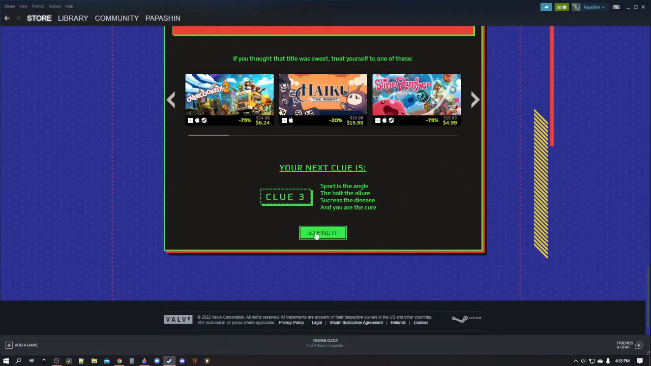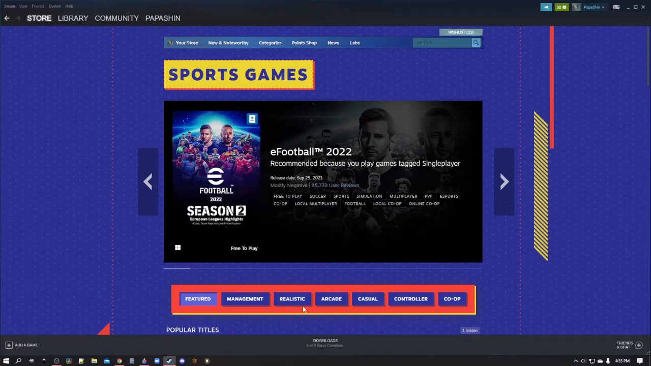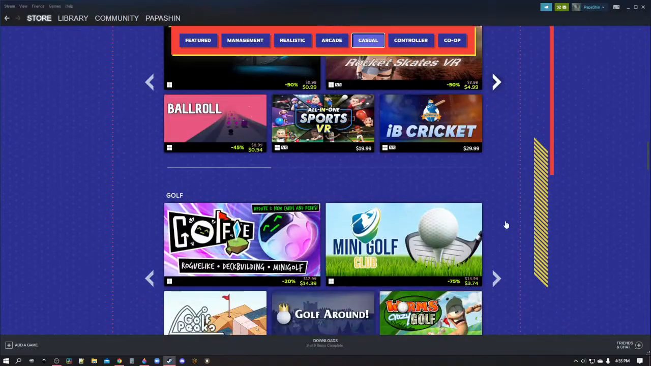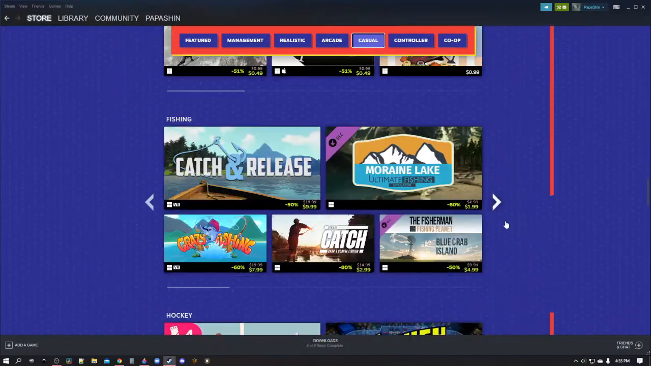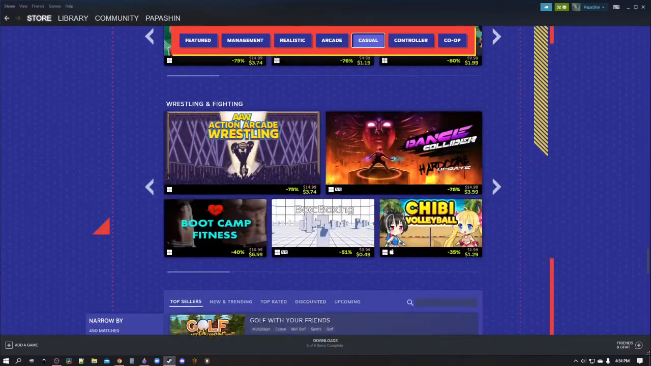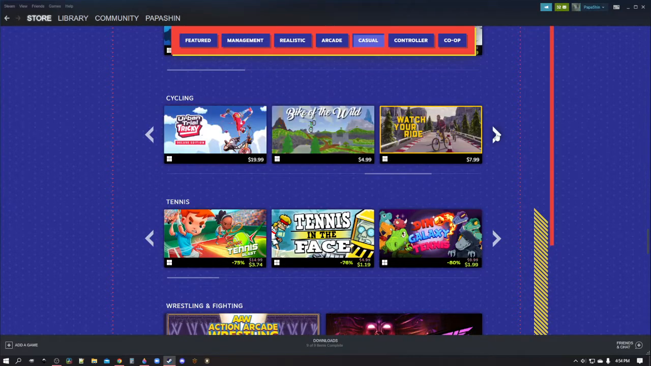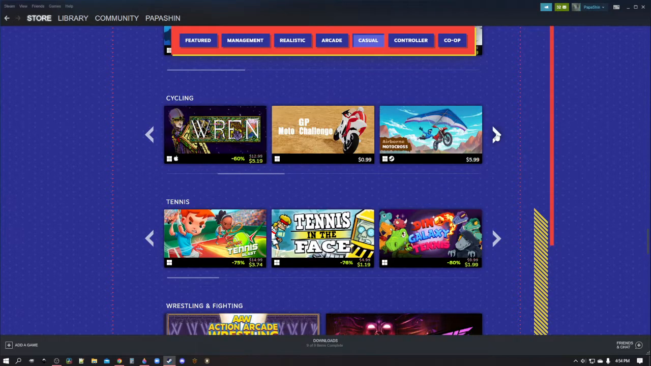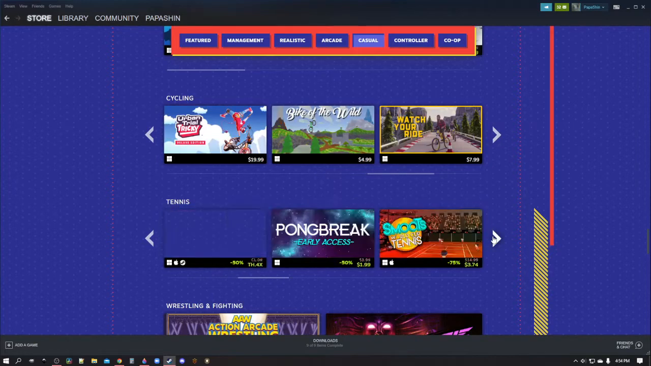The next one: Sport is an angle, bait is lure. This one, I think you have to go under casual and scroll all the way down to get to cycling. Just go right a few times. Or I guess not. I think it was tennis. Okay.